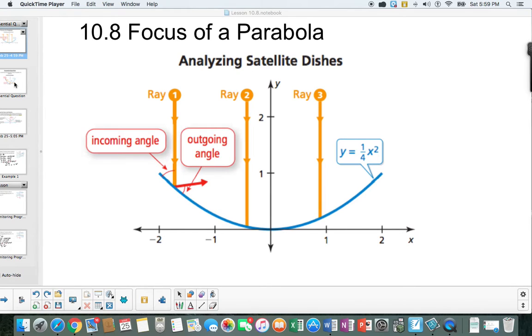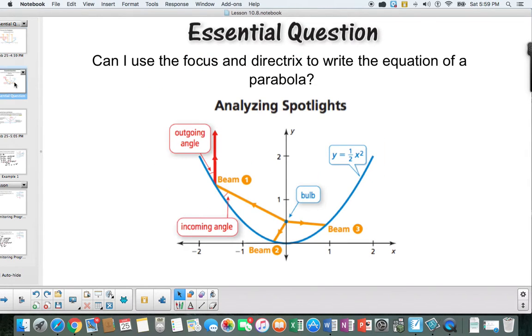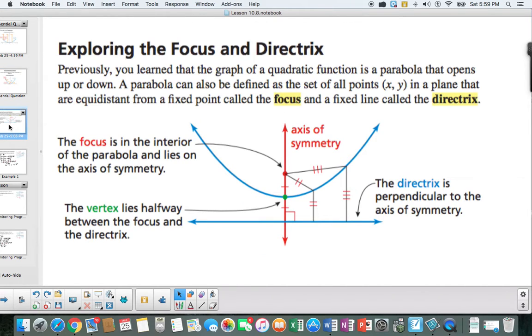10.8 Focus of a parabola. Essential question: can I use the directrix and focus to write the equation of a parabola? Let's take a look at a parabola.